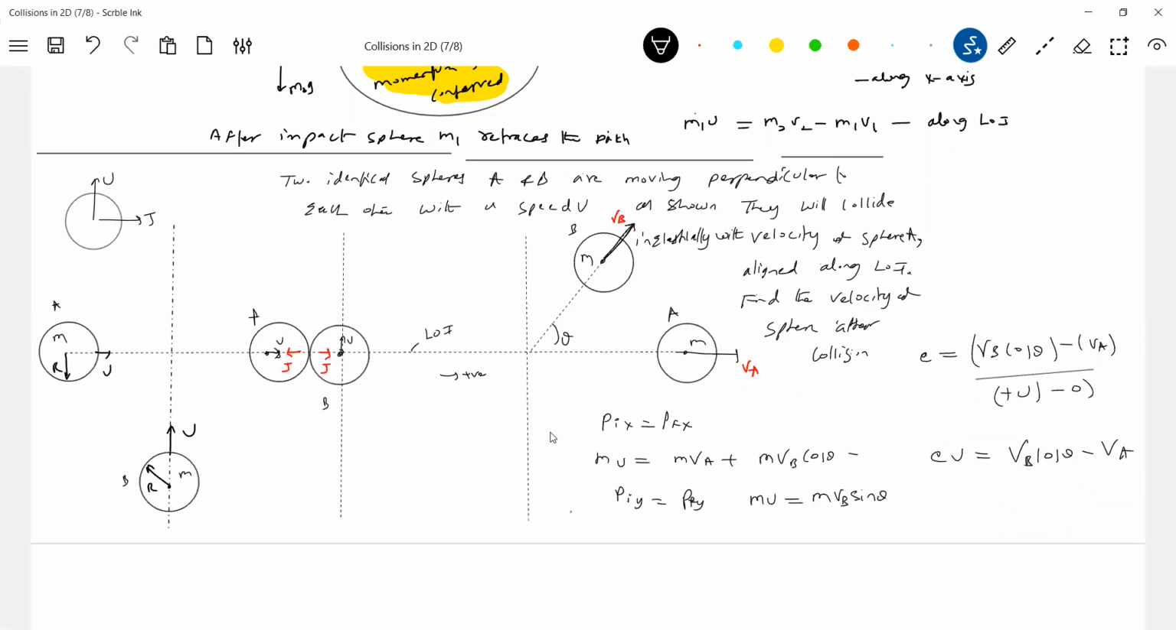Three equations, three unknowns. Solving these, we'll get the required answer. So you must have diagrams: before collision, during collision, after collision. A student must have these diagrams. Whenever you're discussing problems of this kind, the during-collision diagram is what they miss. So this is very important.